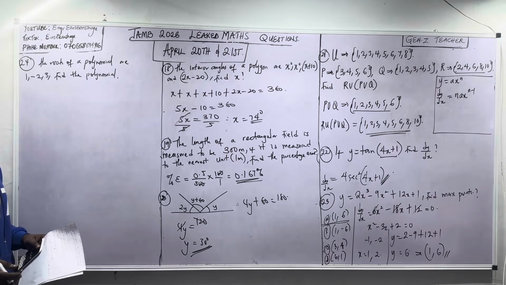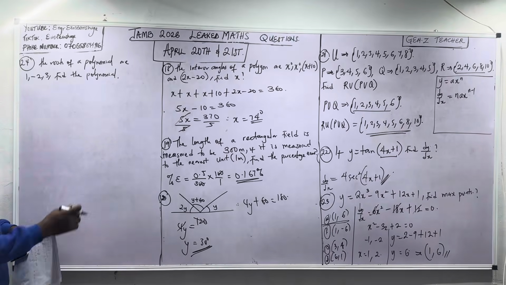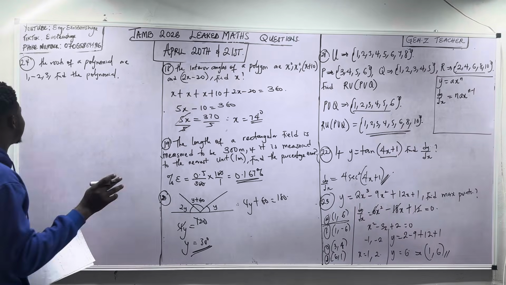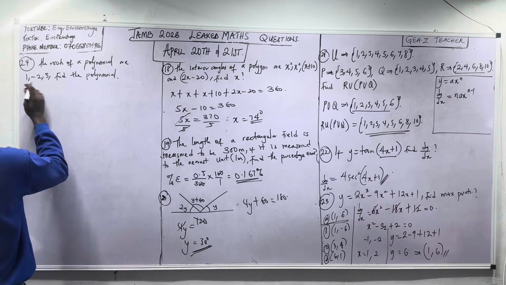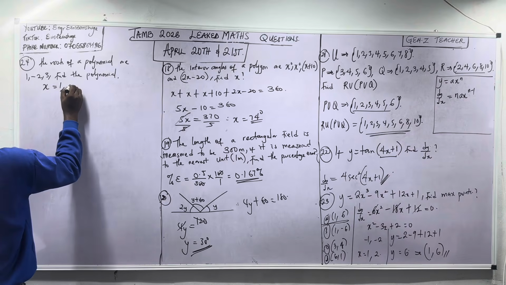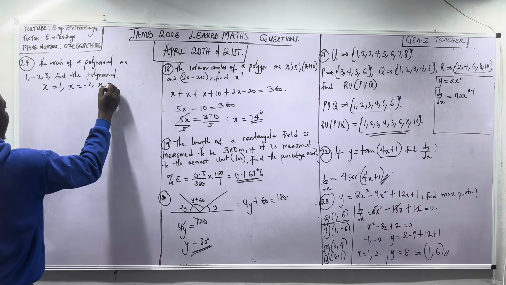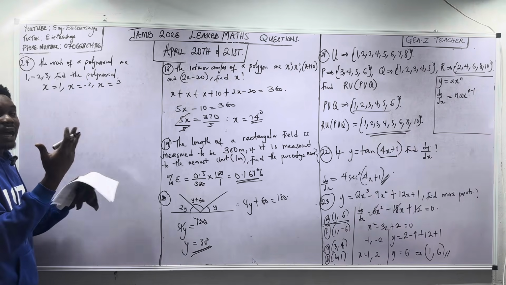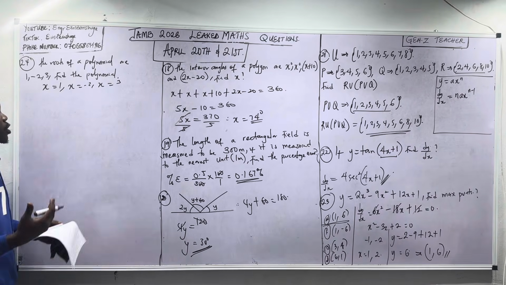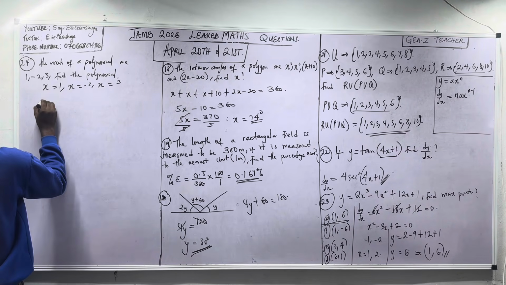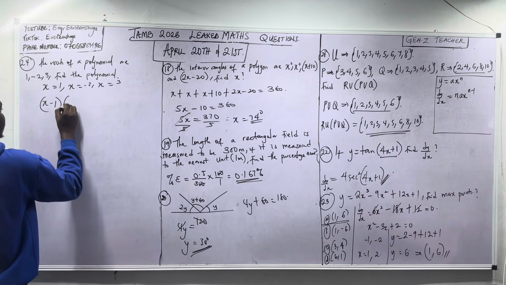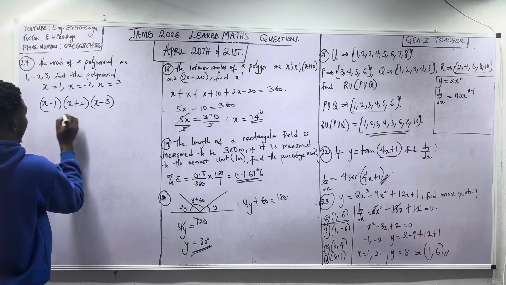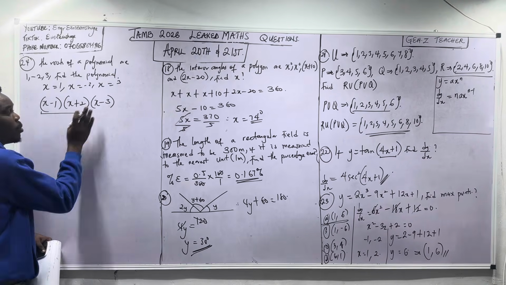Number 24 says the roots of a polynomial are 1, minus 2, and 3. Find the polynomial. Quickly, let's not waste time, okay? So all these are the answers. It means that x equals 1, x equals minus 2, and x equals 3. We're going to solve backward. They give us the answer, we are finding the question now. So you solve back quickly. You're going to say from this one, x minus 1, then from here, x plus 2, from the last one, x minus 3.